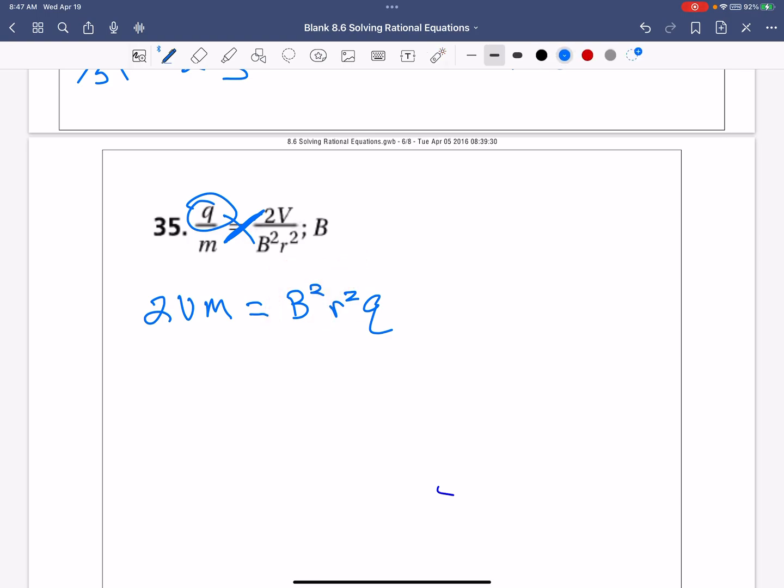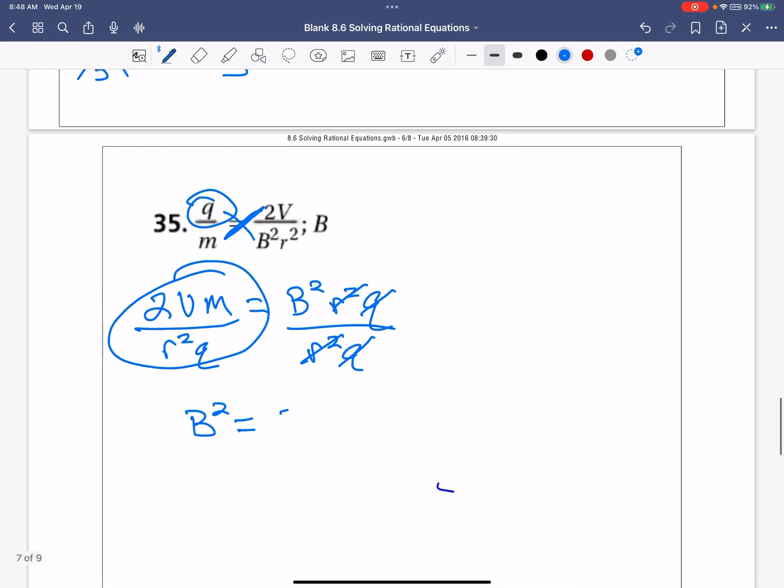So how do we get the b by itself? Well, I've got multiplication in between. How do we undo multiplication? Divide. So we're going to divide by r squared q on both sides. So then I'm going to write the b squared on the left. We get b squared equals, the r squared cancels, the q cancels, and we have this entire fraction left on the right side of the equal sign. So 2vm over r squared q.